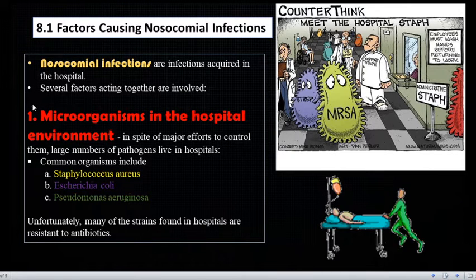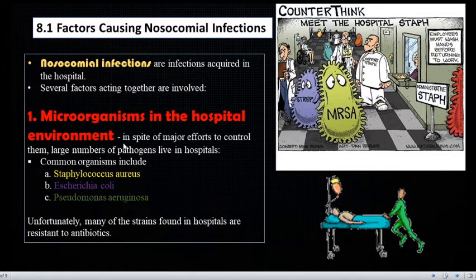So, let's take up the first factor, microorganisms in the hospital environment. So, ito yung pinakaunang factor in order for you to get nosocomial infection. The microorganisms that are already present inside the hospitals and healthcare facilities. So, if mababa yung immune system mo, and then pumasok ka, na-admit ka sa isang healthcare facility that actually contains a lot of microorganisms in the different parts of the hospital, malaki yung chance na magkakaroon ka ng nosocomial infection.